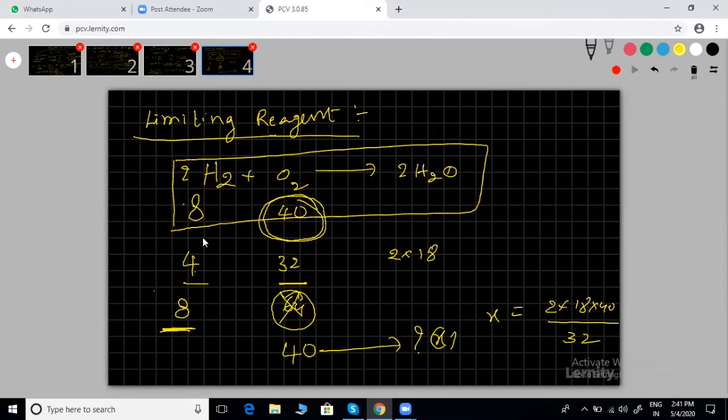Here, don't decide the limiting reagent just by looking at the numbers, thinking this is 8 but this is 40, so the smaller amount is the limiting reagent. No. First calculate according to the equation how much is required. We know 4 grams of hydrogen requires 32 grams of oxygen, so 8 grams requires 64. But how much is given here? 40. So this is the limiting reagent. Once you find it, you calculate according to that. Clear? So here is one more question you can try.